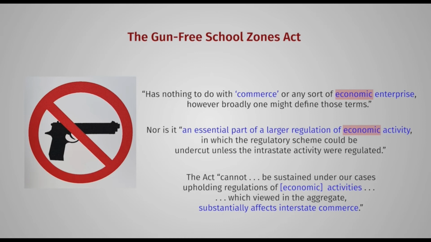And as I previously explained, the substantial effects test was based on the Necessary and Proper Clause, and Lopez held that this substantial effect test could only be used to uphold regulations of intrastate economic activity. This case limited the scope of Congress's powers under the Necessary and Proper Clause. So why did Lopez limit the substantial effect test to intrastate economic activity?